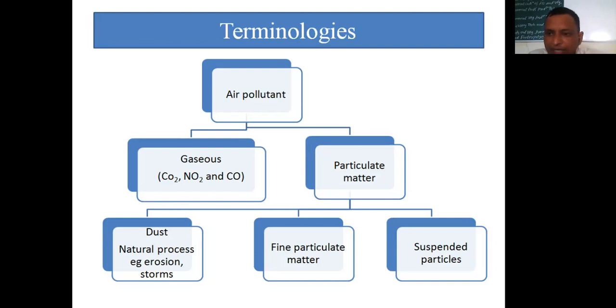Now let us look at the second category of air pollutant, that is particulate matter. Particulate matter is divided into three parts. First one is dust, second one is fine particulate matter, and third one is suspended particulate matter. Now, when dust is formed, it is caused due to several natural processes or the erosions, wind erosion or soil erosion.